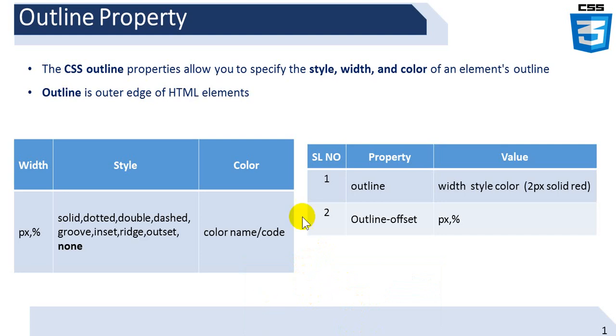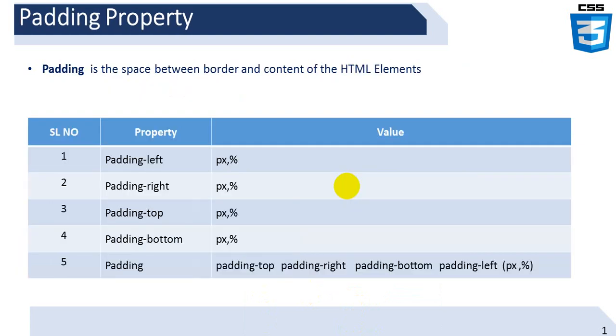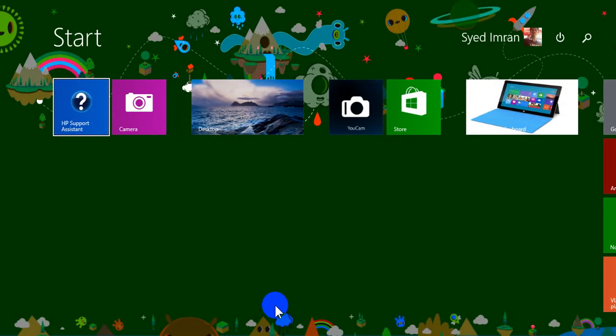So now we will go to the next property called the padding property, right? Concentrate on how to apply it. What is padding? Padding is the space between the border and the content of the HTML element, right? We have padding left, padding right, padding top, padding bottom, and the padding shorthand also. Now we will see how it works, guys.